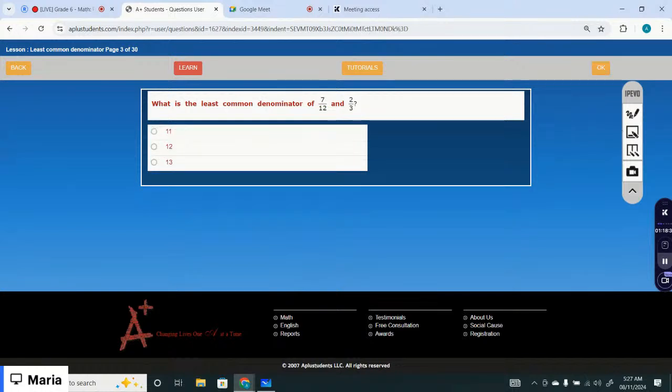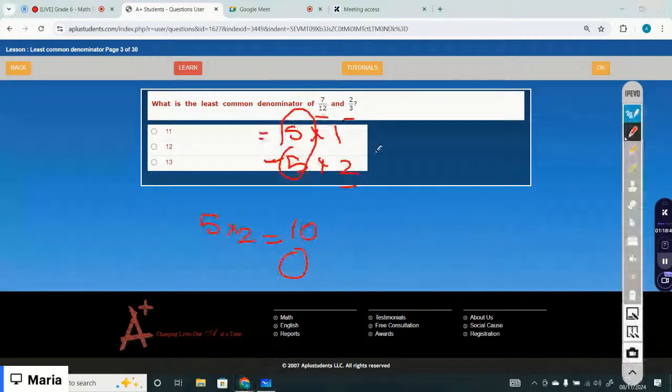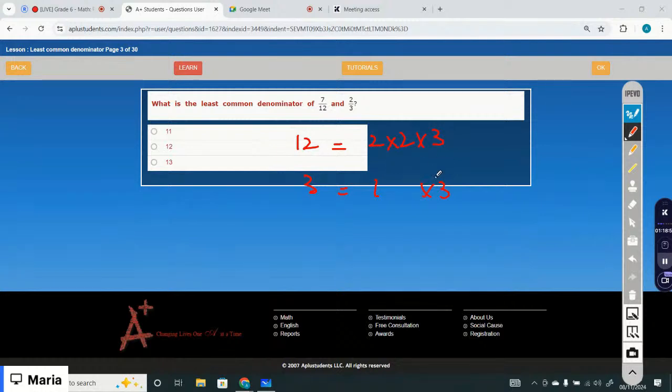What is the least common denominator of 7 over 12 and 2 over 3? So let's just write down the prime factors of 12 and 3. The prime factors of 12 are 2 times 2 times 3, right? And the prime factors of 3 are 1 times 3. So the common number is 3, and the other factors are 2 times 2. So 3 times 2 is 6 and 6 times 2 is 12. The correct option is 12. If you have any question related to the lesson, please ask.